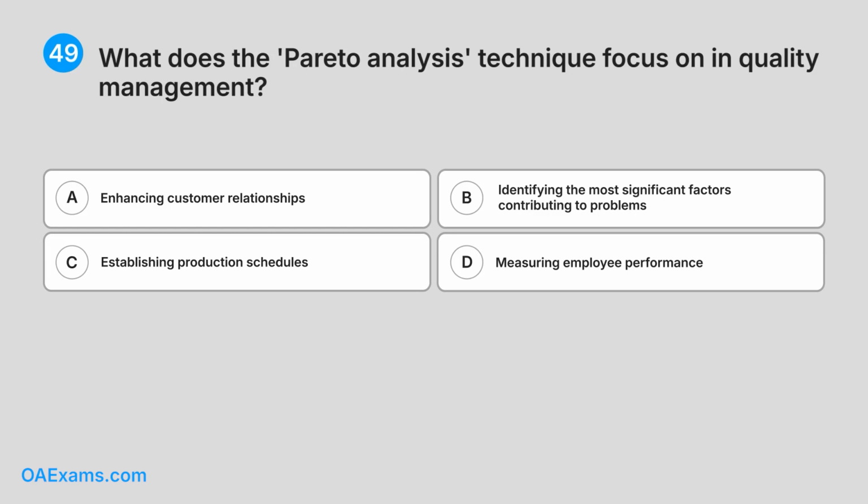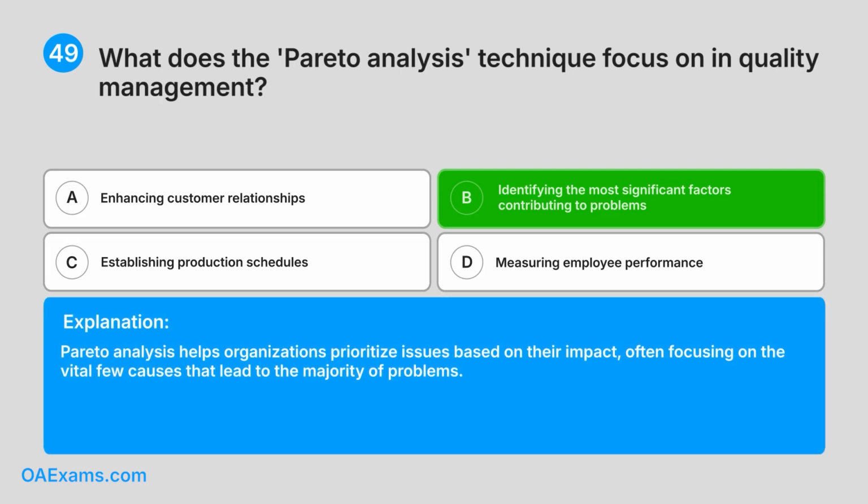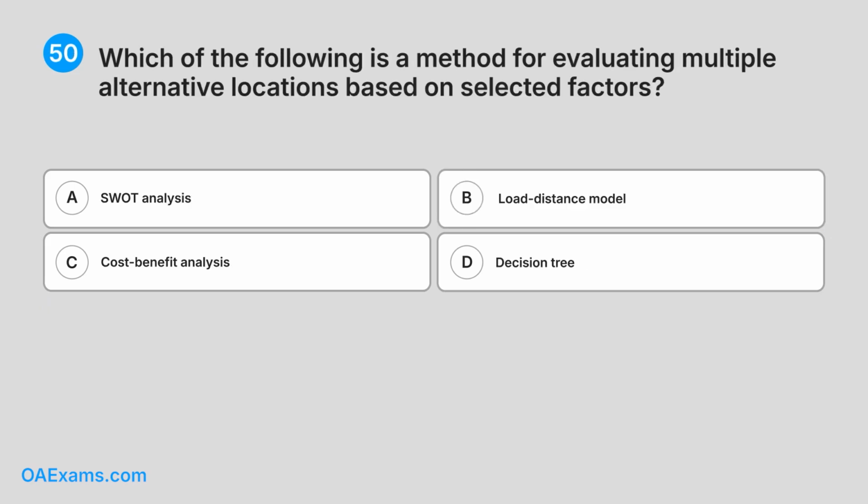Correct answer. B. Identifying the most significant factors contributing to problems. Explanation. Pareto analysis helps organizations prioritize issues based on their impact, often focusing on the vital few causes that lead to the majority of problems. 50. Which of the following is a method for evaluating multiple alternative locations based on selected factors?